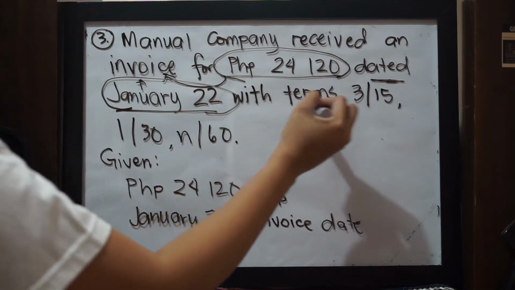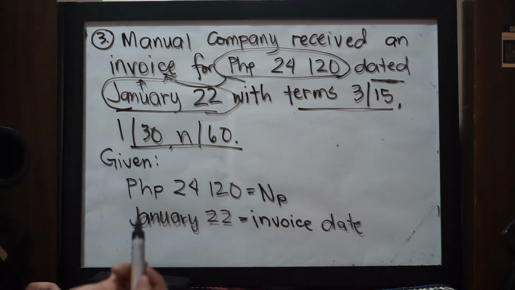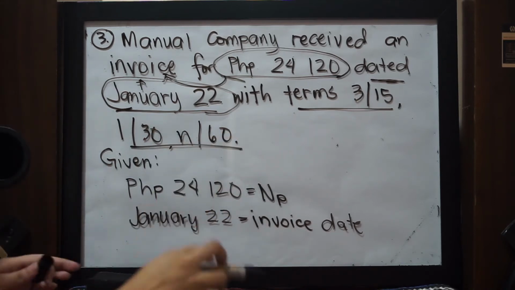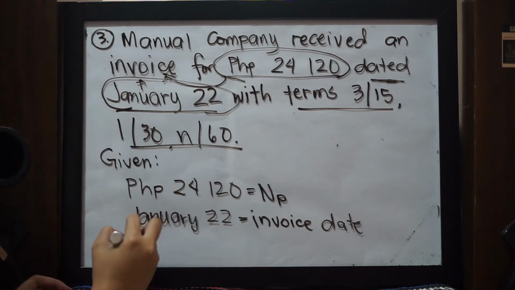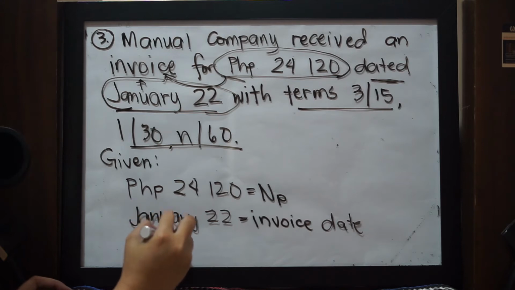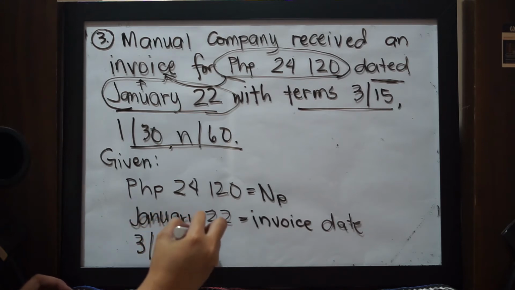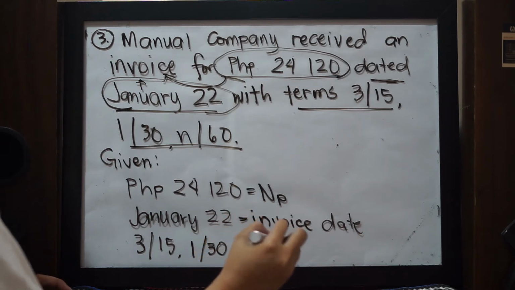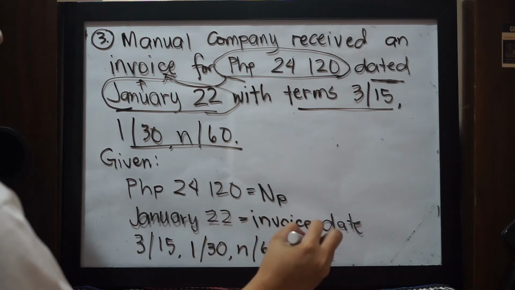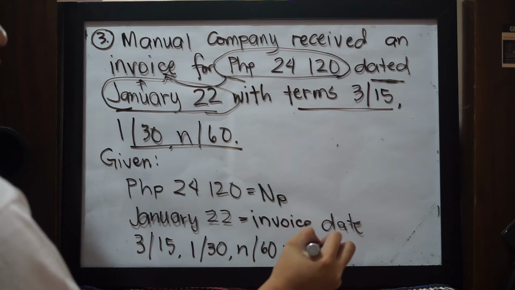Next, we have the terms 3/15, 1/30, and 60. Ma'am, can there be three terms? Yes, there can be three. It depends on the given problem. So, 3/15, 1/30, and 60. Even if there are more terms, it doesn't matter.